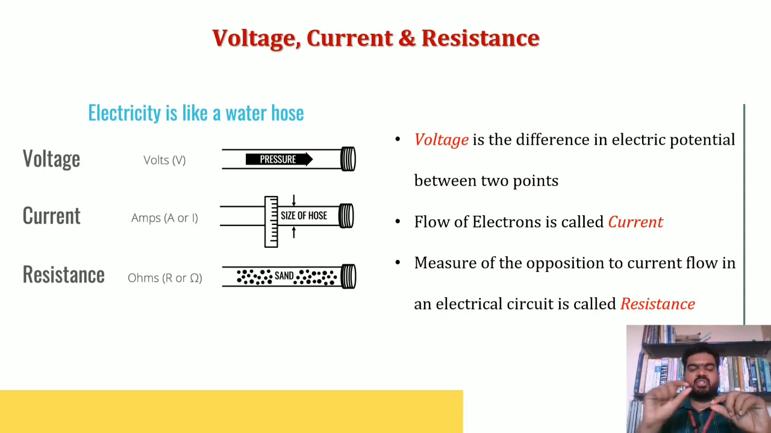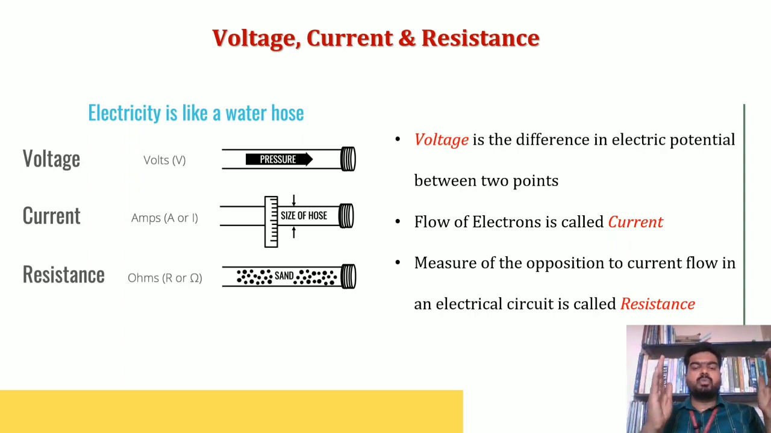The water has some pressure. The water pressure is, you just have to assume, the voltage. Because of the pressure, there will be some flow in the water, and that is called the current. And resistance means if you pour some sand inside the hose, that sand will resist the flow of water. It resists the water movement. So that is called resistance. That means it resists the flow of electrons.